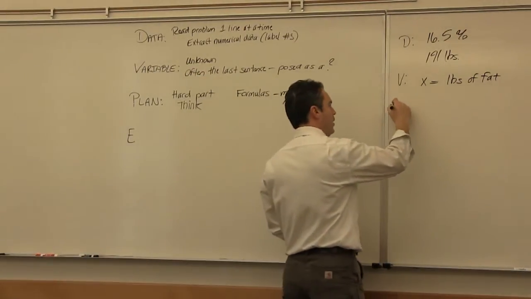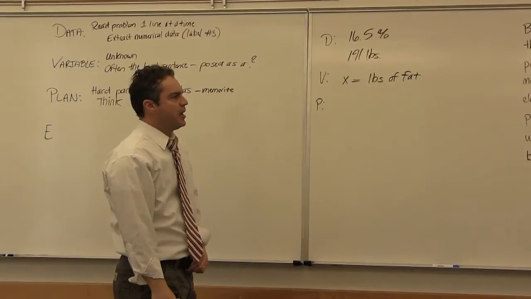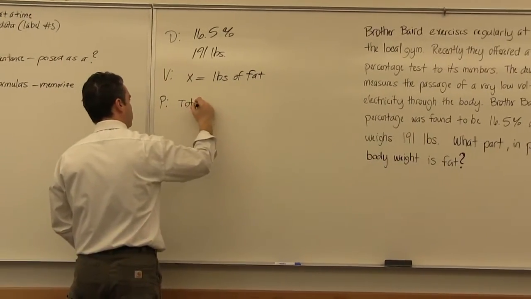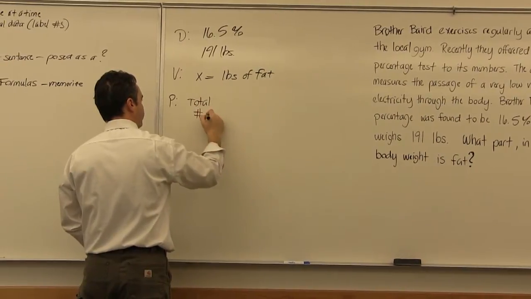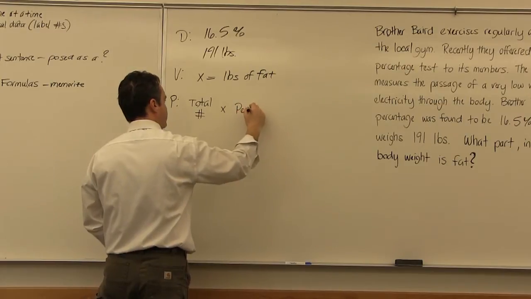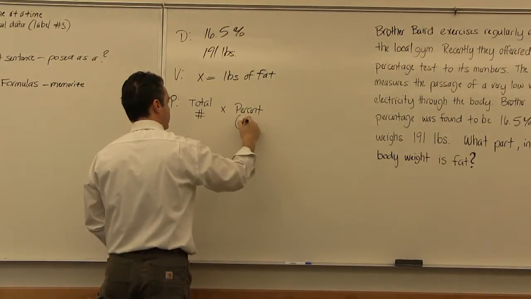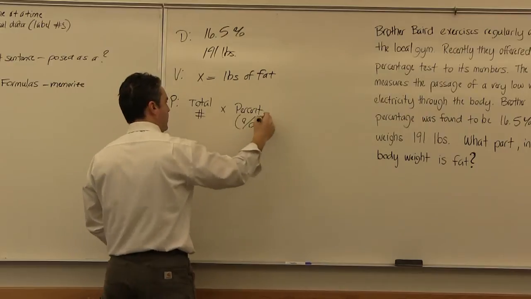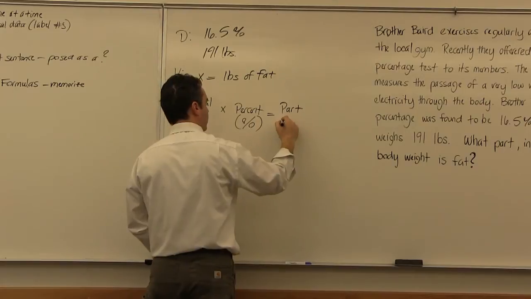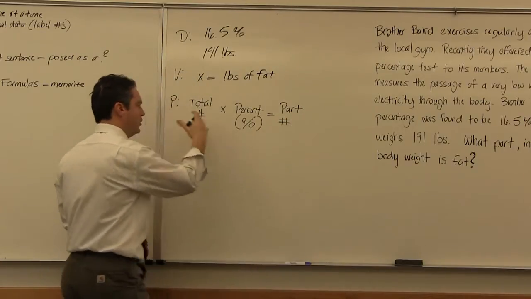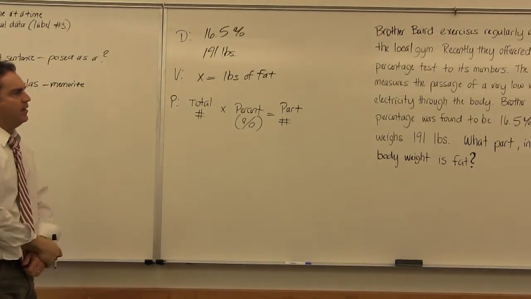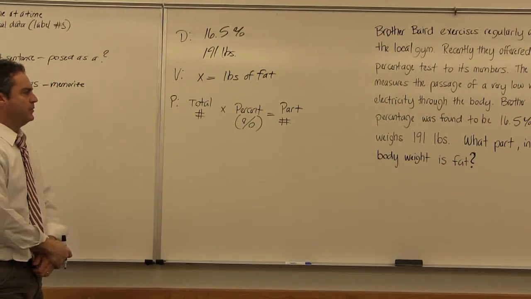So let's go over here. Our plan. In a percentage problem like this, we have some total number being multiplied times a percent, okay? And that's going to equal a part of that total number, okay? So this is a portion of the total number. This is a plan to attack percent word problems.